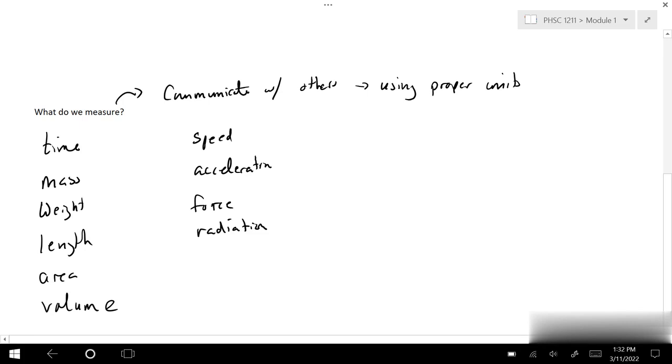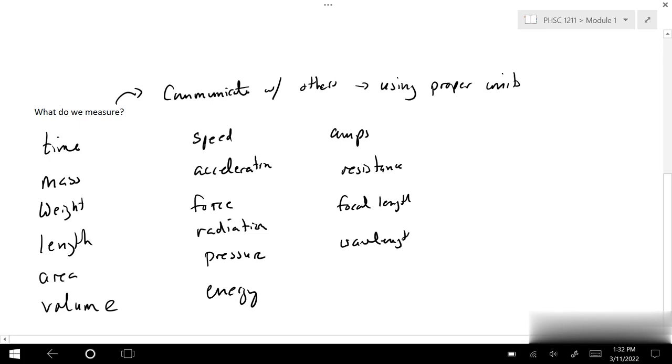We can look at radiation. We can look at pressure, energy, amps. We can look at resistance. We can look at focal length. We can look at wavelengths. So there are a variety of things that we can look at and measure. And so we want to be able to talk about how we're going to measure these, what they are, and how they impact the physical world.